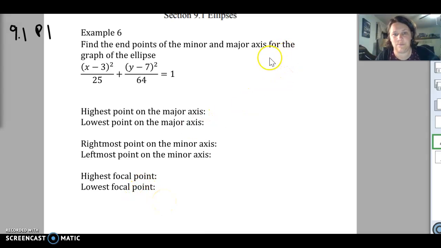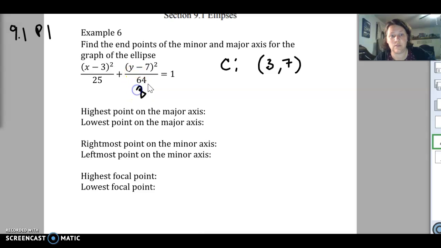So let's see if we can do it without sketching it. Important information that we need to list: we need to list the center, which is at (3, 7). And then we need to know where our major axis and minor axis are going. So the biggest number is underneath y. So that means this is going to be a vertical ellipse.